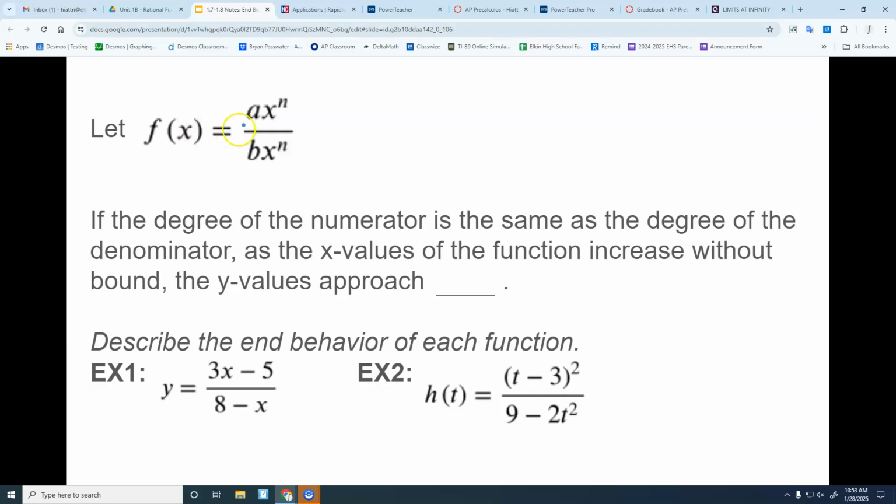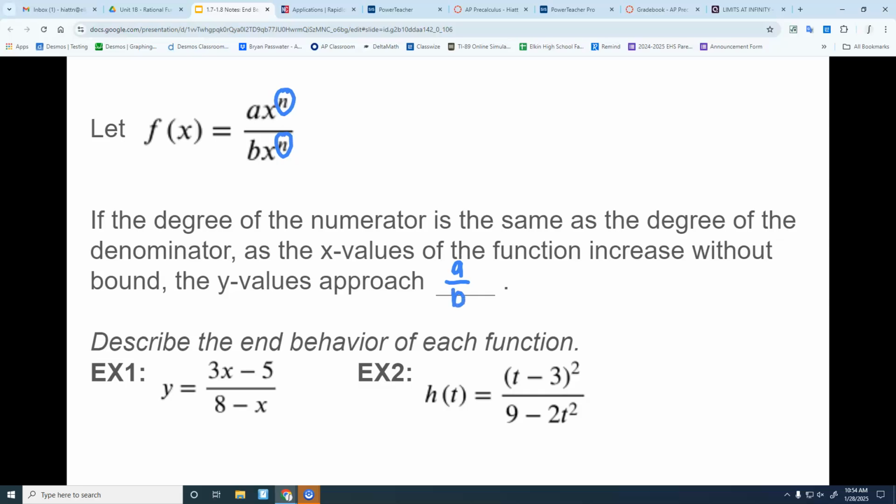If f of x equals ax to the n over bx to the n, notice right here, the key is that those exponents are the same. If the degree of the numerator is the same as the degree of the denominator, as the x values of the function increase without bound, the y values approach a over b.